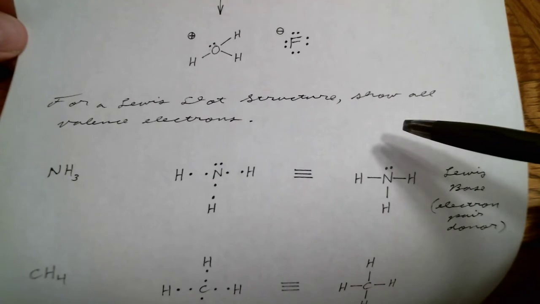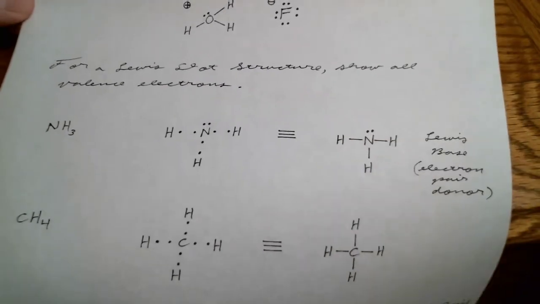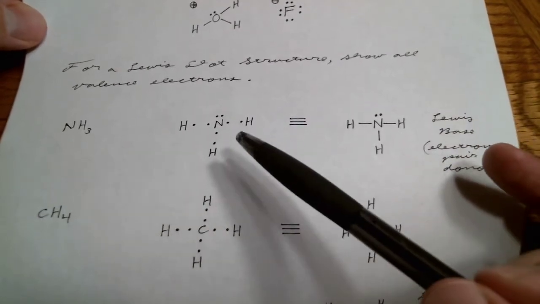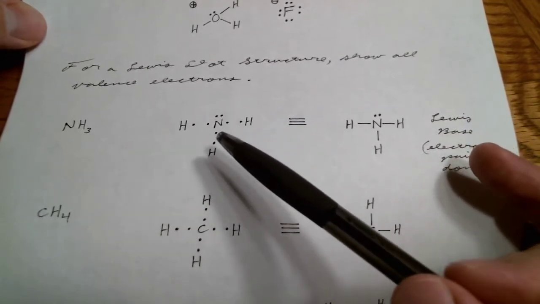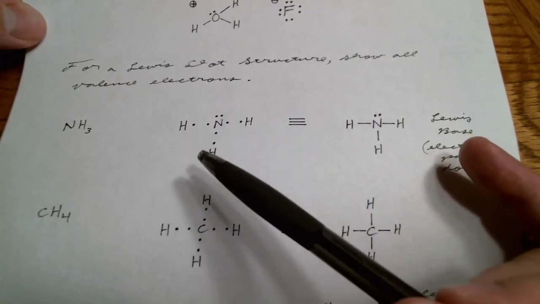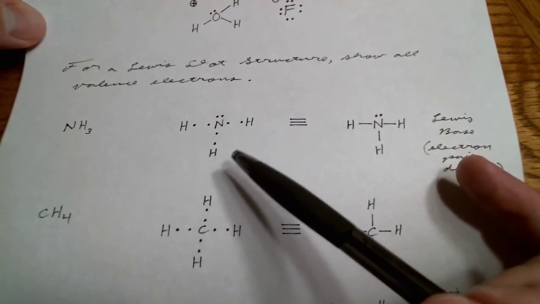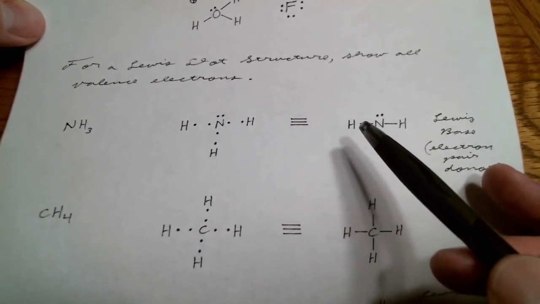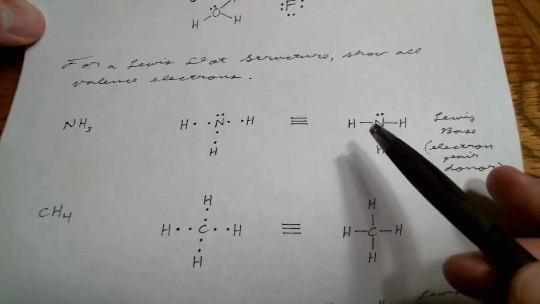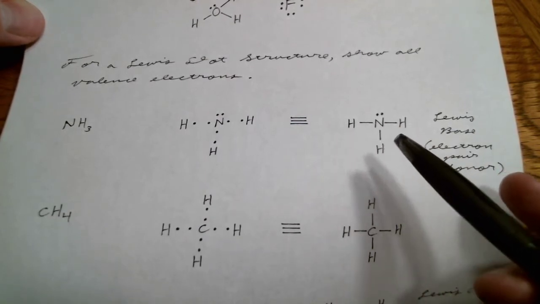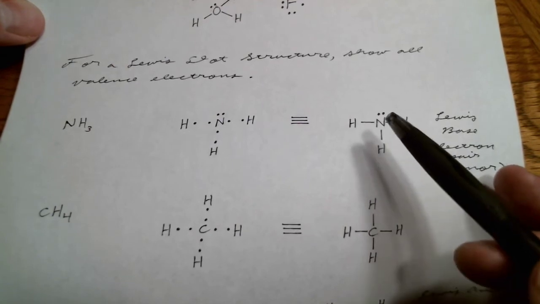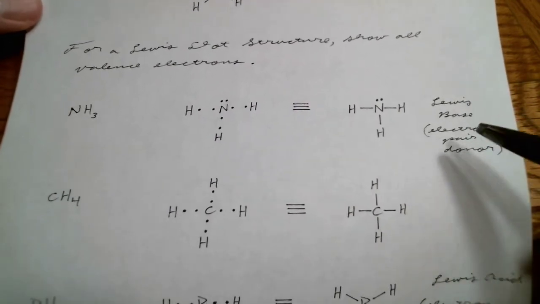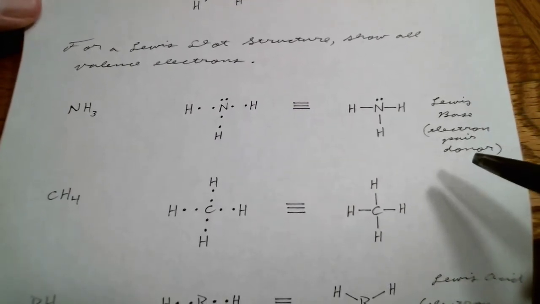For a Lewis dot structure, it's important to show all the valence electrons to help keep track of them. So let's take ammonia, NH3 as an example. Nitrogen has 5 valence electrons. Each hydrogen brings 1 valence electron to the table. We've kind of aligned them nicely such that we can combine 2 electrons into bonds between the hydrogen and the nitrogen. So here we go. We've got 3 nitrogen-hydrogen bonds and 1 lone pair of electrons on nitrogen. And of course, ammonia is a Lewis base. That's an electron pair donor.